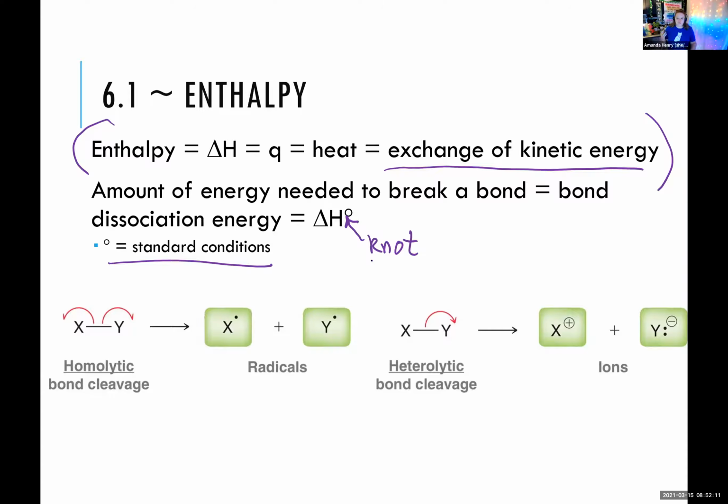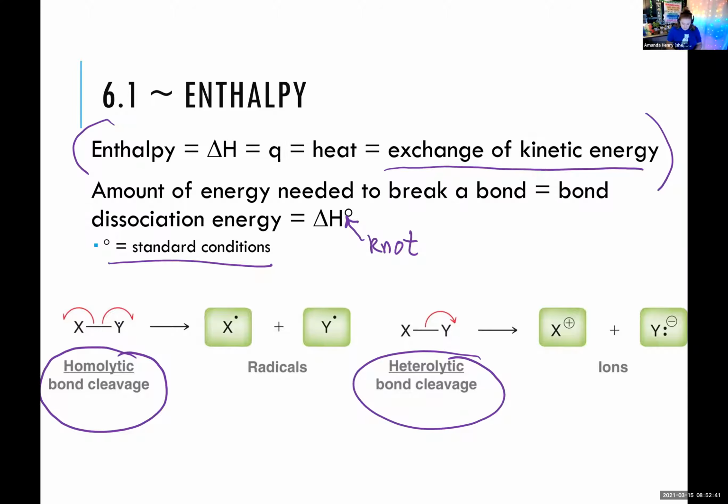There are two main ways to break a bond: homolytic and heterolytic. We know homo means same, hetero means different. How that applies to these terms is how the electrons are being distributed when the bond breaks. If a bond breaks, those electrons have to go somewhere. And in a homolytic bond cleavage, we're treating the two atoms that had the bond the same.